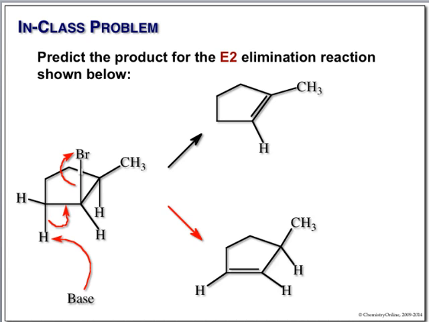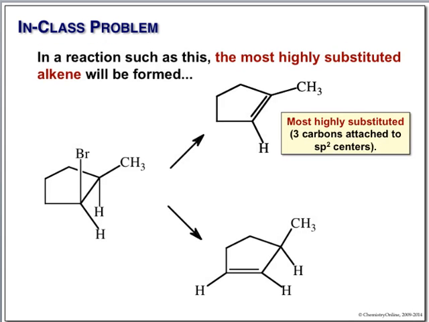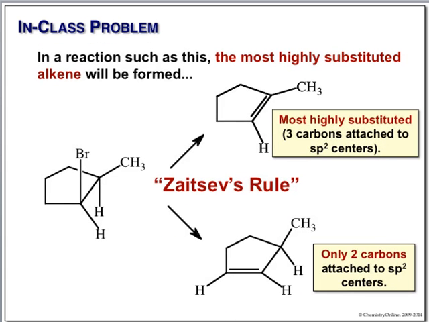Now the fact is, this is what you really get. This you don't get so much of. Why is that? Well, because some Russian chemist some time ago noticed it, just like Markovnikov did his thing. This guy is named Zaitsev. This is Zaitsev's rule. Basically, Zaitsev's rule says that the most highly substituted alkene is going to be the one formed.